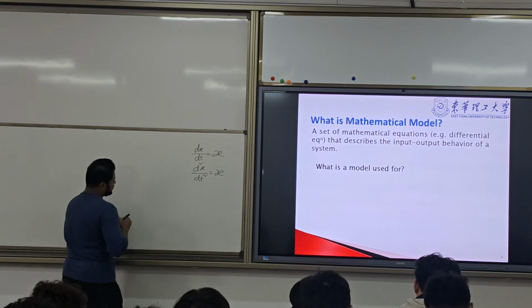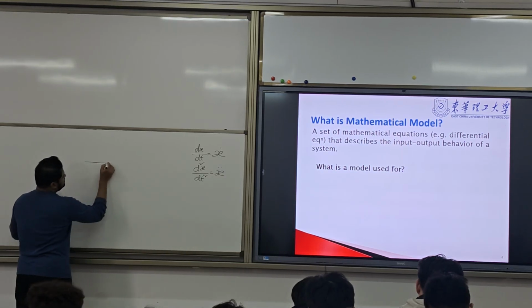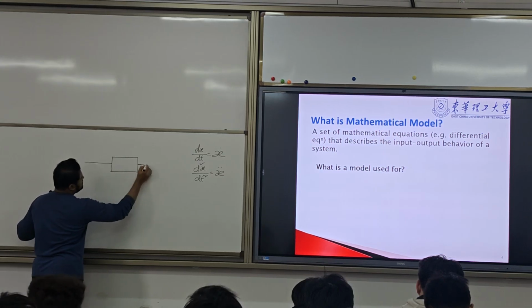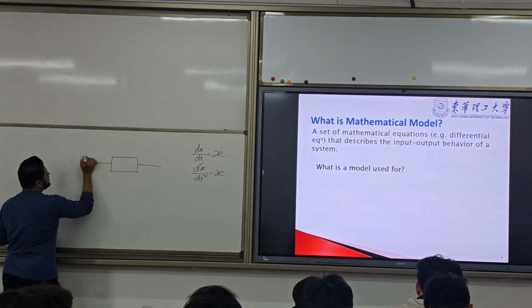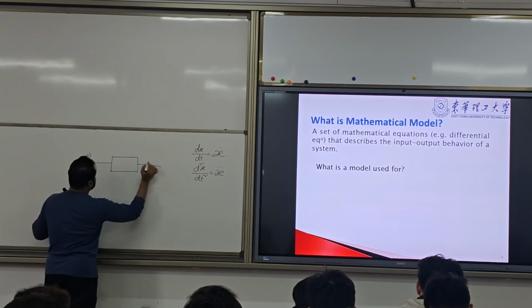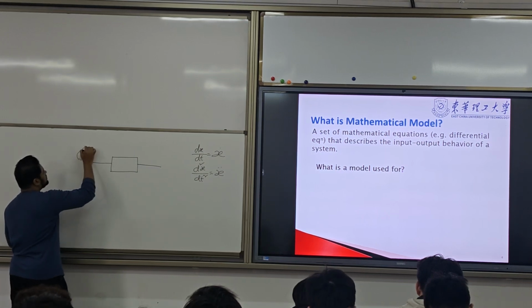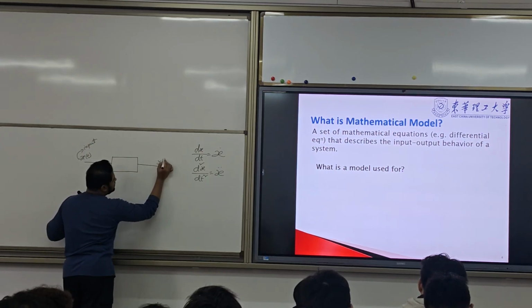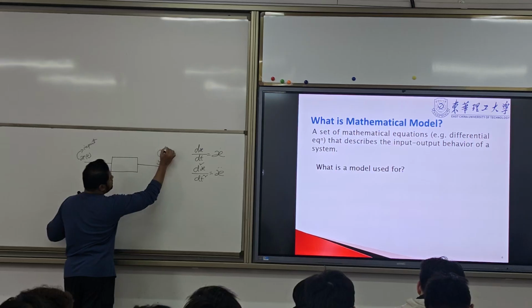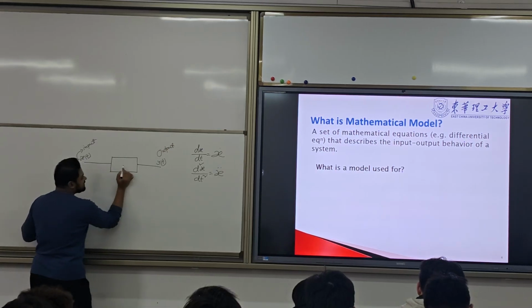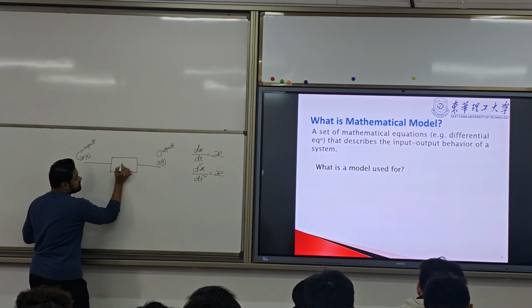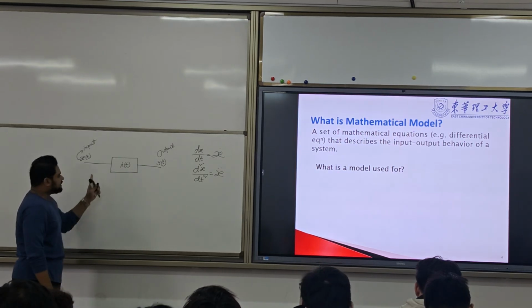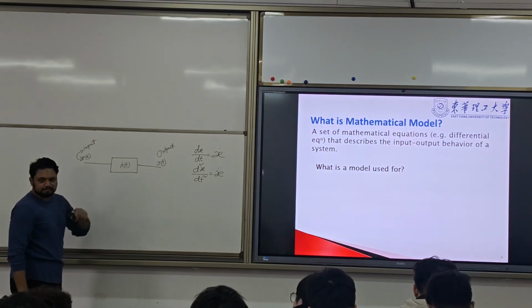Suppose I write this. This is the system. I have x(t) as the input of the system, and I have y(t), which will be the output of this system. Inside, this is my system, which we call h(t). Now this is in the time domain.